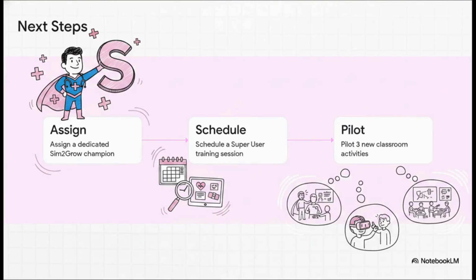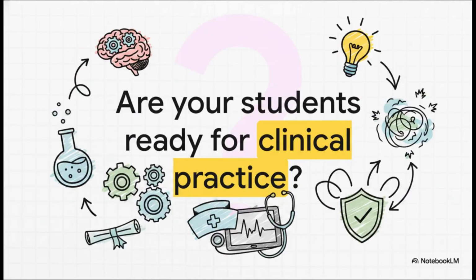To actually get started, just follow these 3 concrete steps. First off, assign a dedicated Sim2Grow champion, someone to lead the charge. Second, get a super user training session on the calendar to refresh your faculty on the basics, like order entry and printing wristbands. And finally, commit to action. Pilot just 3 new classroom activities in the first 30 days of your next semester. That's it.